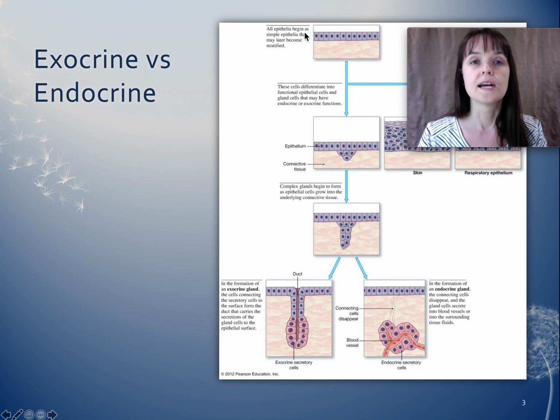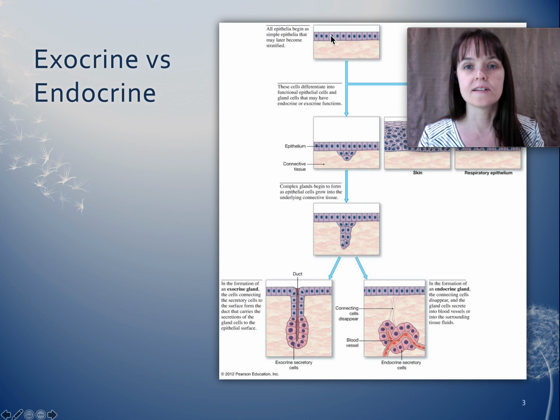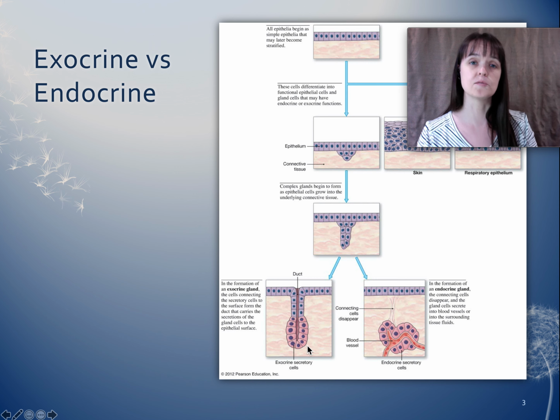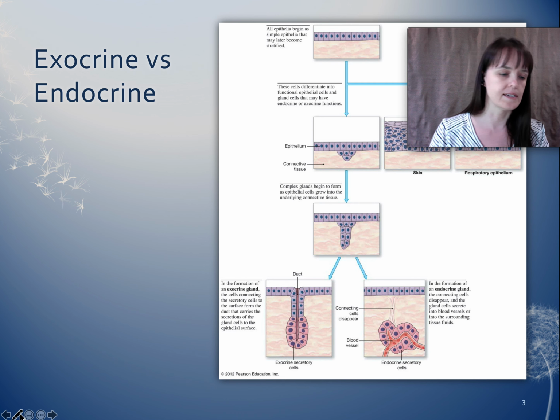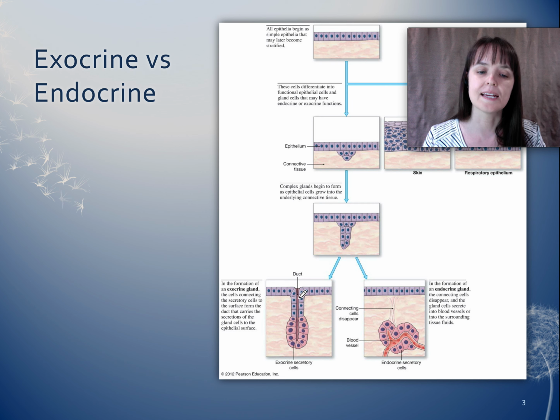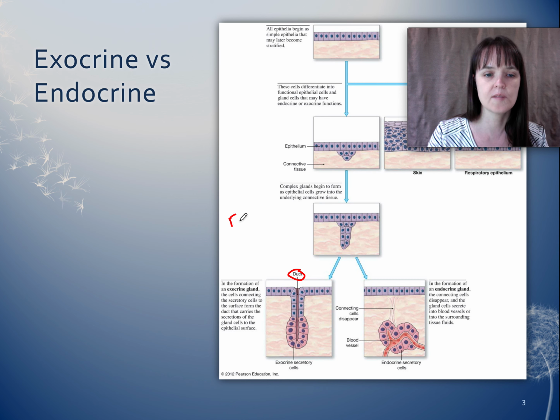Embryologically speaking, we start with a single layer of epithelia, and that can turn into all the different types of epithelia. It can also grow down into the tissues to form a gland. Now, with an exocrine gland, and we studied these in 2401 with the integumentary system, the gland maintains the duct. And just to be clear, every time I talk about ducts, I'm talking about tubes.